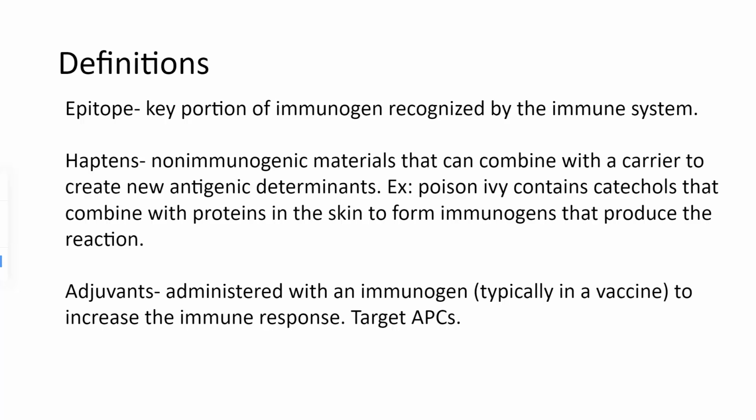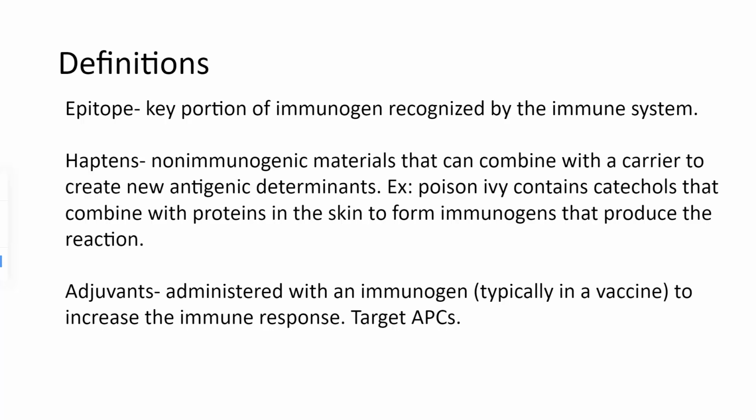An epitope is the key portion of the immunogen that's recognized by the immune system. It's the actual part of that immunogen molecule that the immune system will bind to and recognize as being foreign. Haptens are non-immunogenic materials that can combine with a carrier to create new antigenic determinants. For example, poison ivy contains catechols that combine with proteins in the skin to form immunogens that produce the reaction.